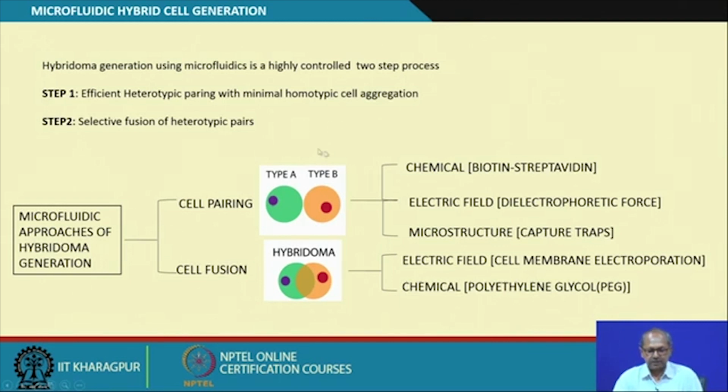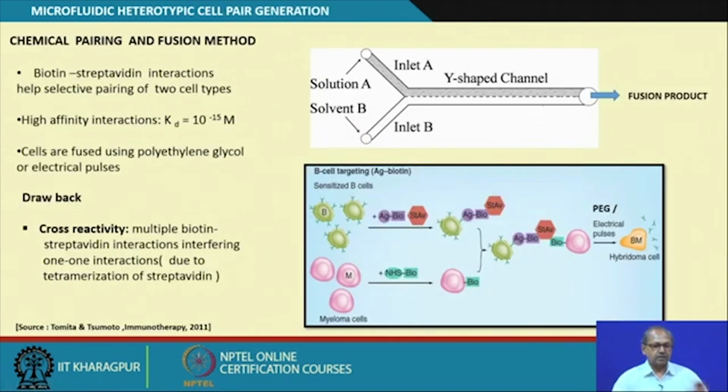This could be done by chemical ways, electrical field, dielectrophoretic force and microstructures. Fusion could be done by the chemical way, that is what we followed in macro scale, or by electrical field, the cell membrane electroporation method. First we come to the chemical pairing and fusion method.